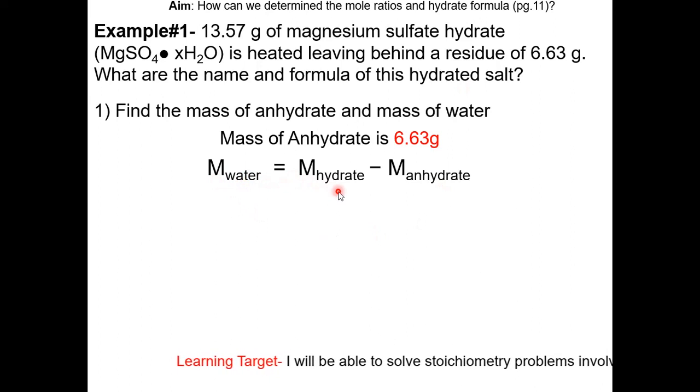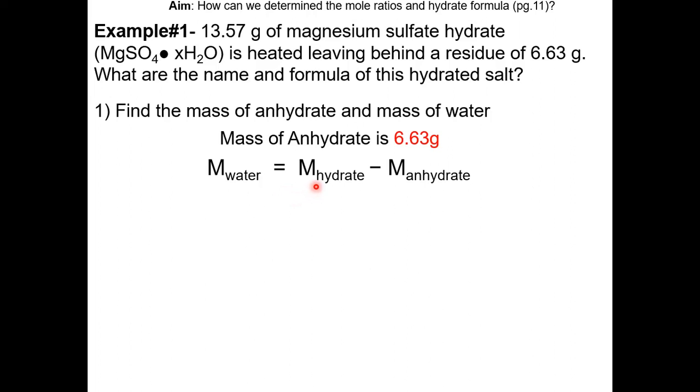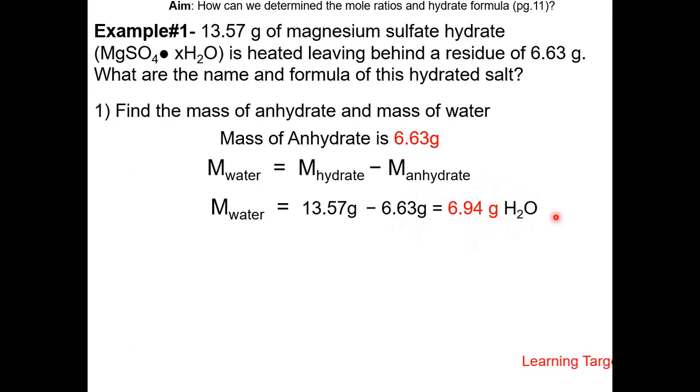Mass of water is equal to the mass of hydrate minus the anhydrate. Just a reminder, hydrate is the ionic compound with water. In the experiment, the water evaporated, leaving behind the anhydrate, which is the dry ionic compound. If we plug into the equation, we get 6.97 grams of water. That's how much water evaporated from the hydrate.